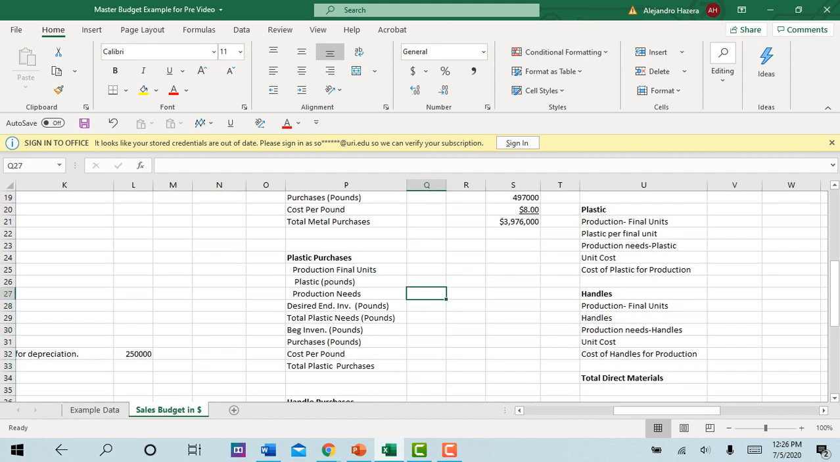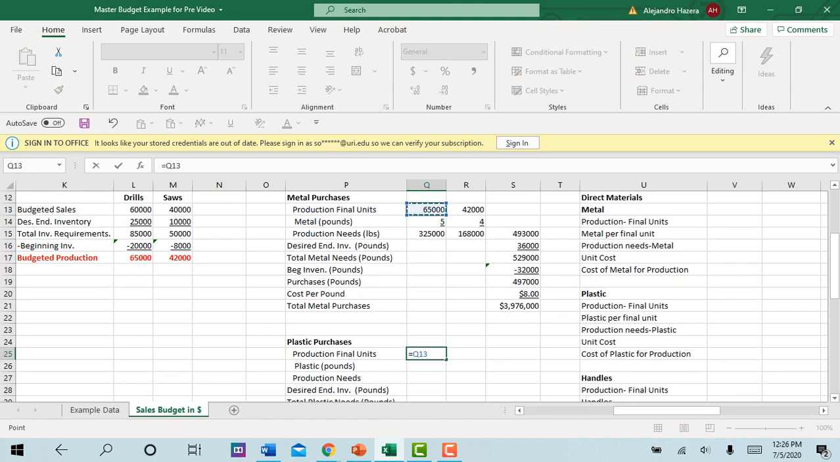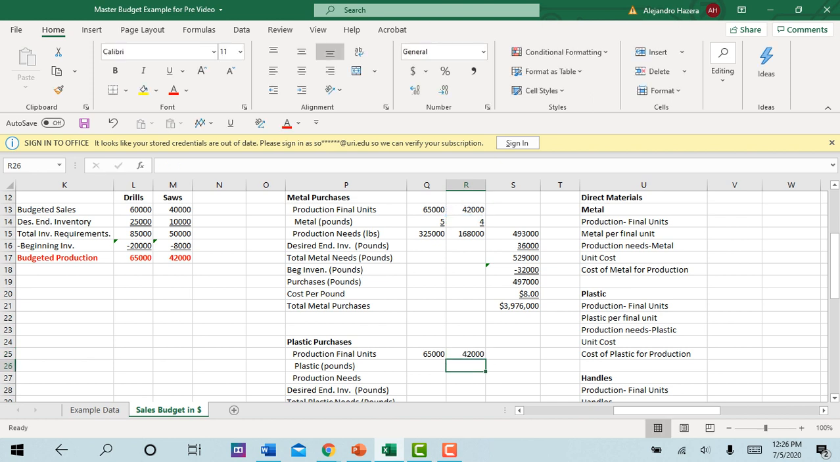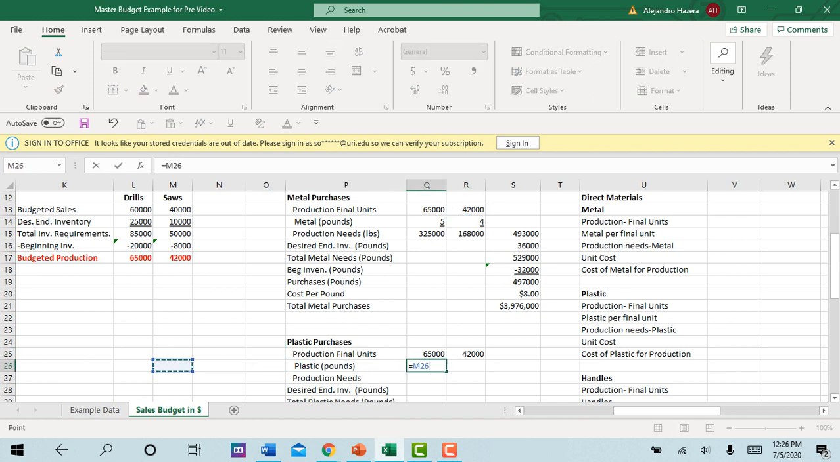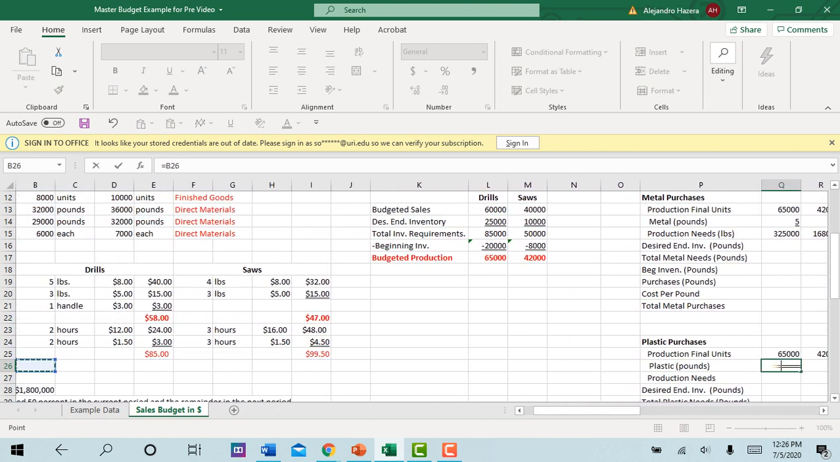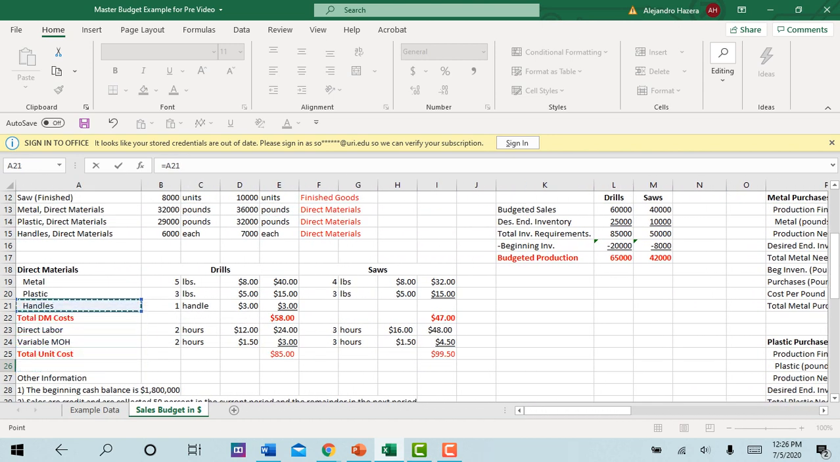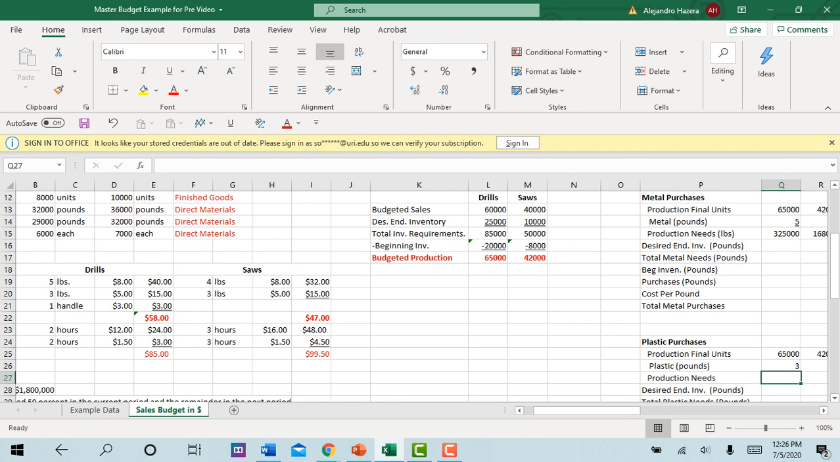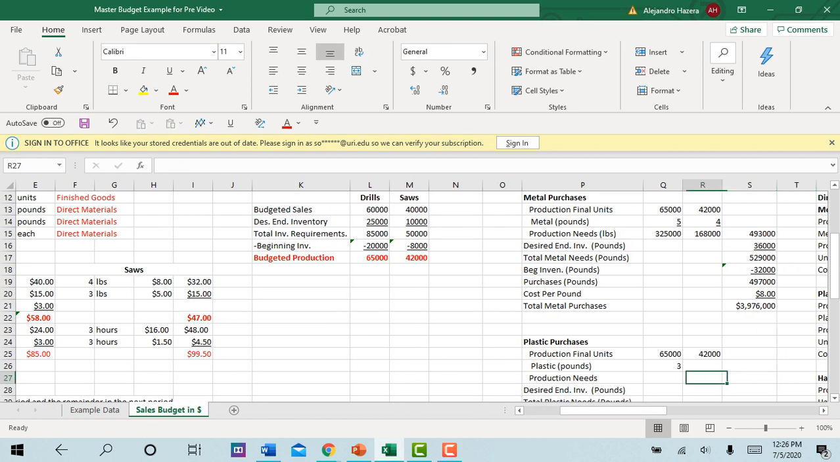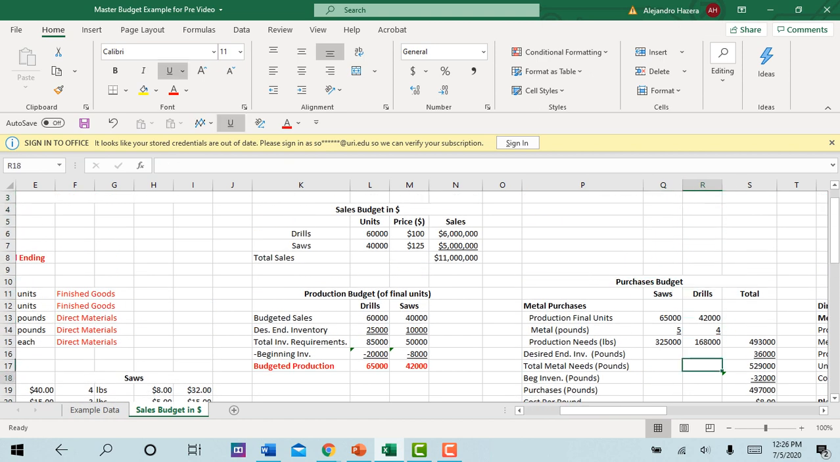Okay, now the plastic purchases budget is going to be virtually the same. We're going to start with our production of final units. It's going to be the same logic, just we're going to use the same basic final units. Then the number of pounds of plastic that go into each one of these things. So you look over here, plastic. You know that 3 pounds of plastic go into each of the saws.